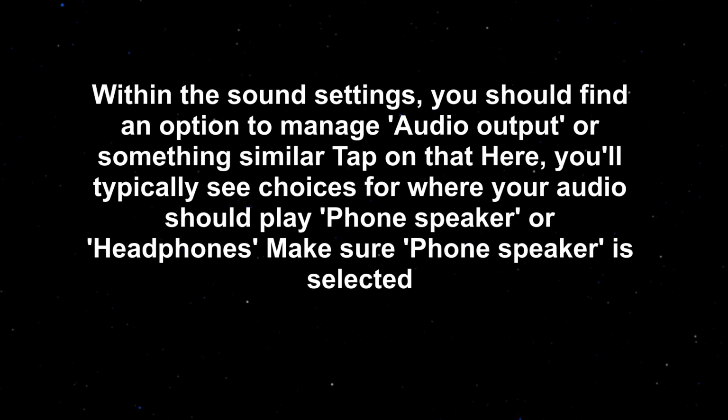Within the sound settings, you should find an option to manage audio output or something similar. Tap on that here. You'll typically see choices for where your audio should play: phone speaker or headphones. Make sure phone speaker is selected.